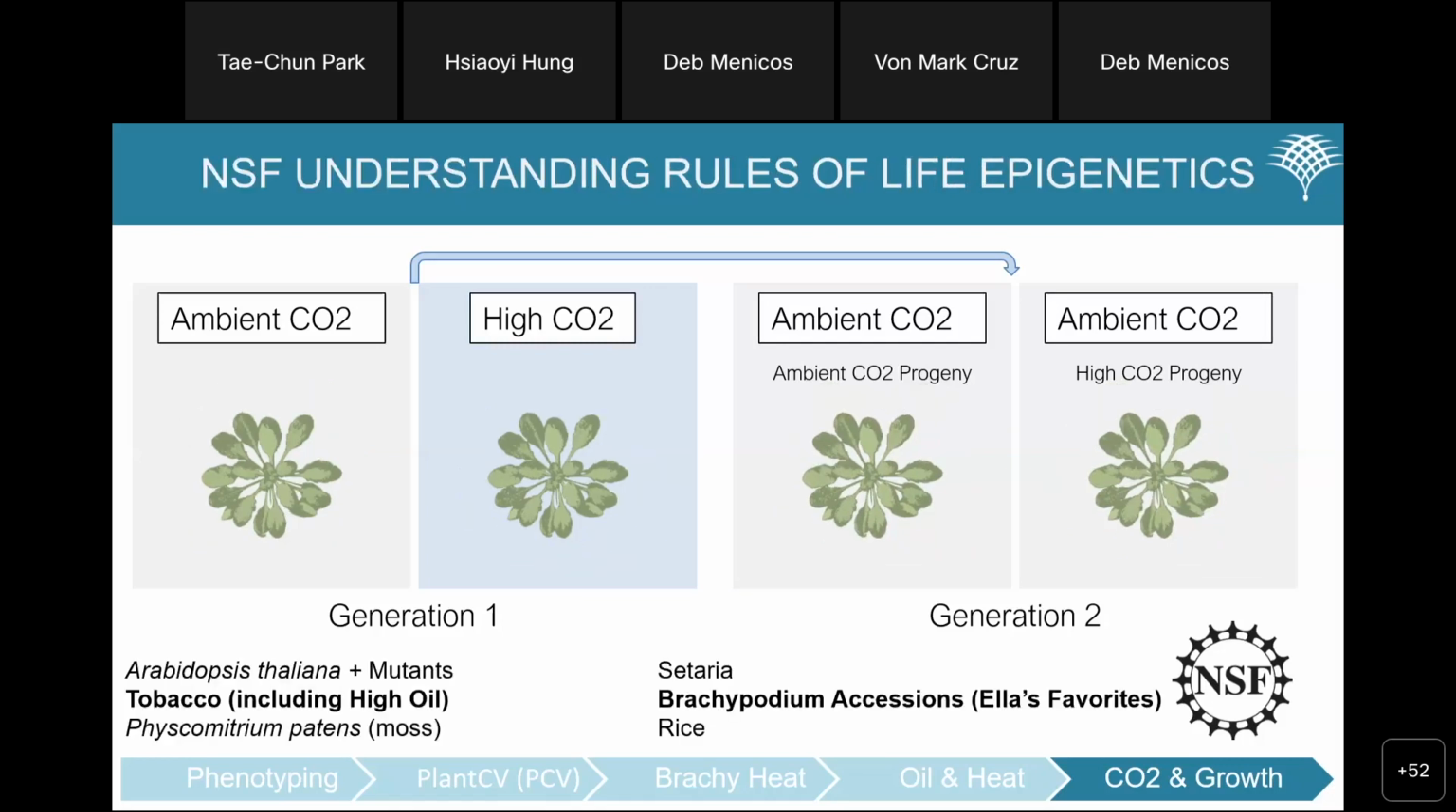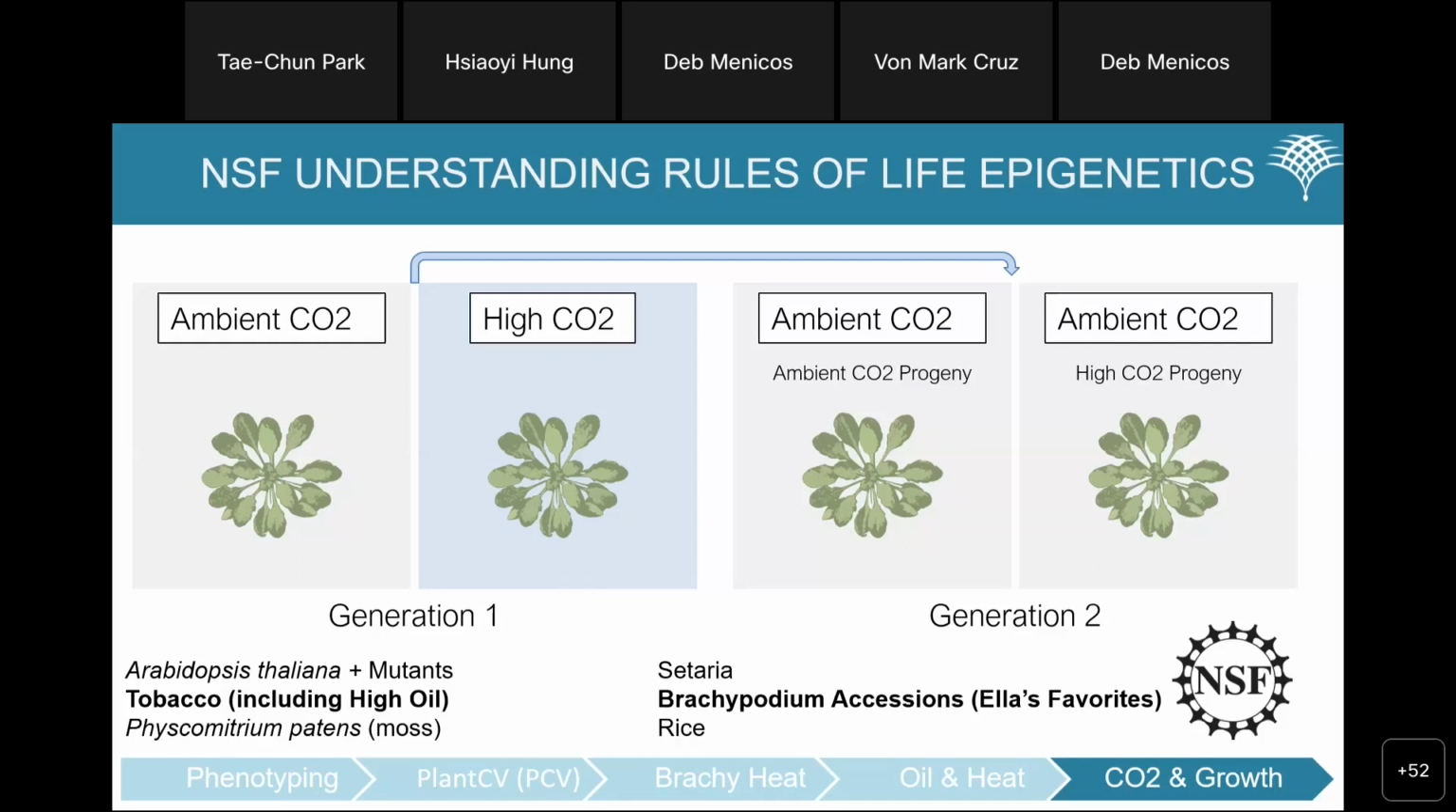We are doing this across several different species of plants. So we're doing this in Arabidopsis, including many mutants, to try and tease apart mechanism. We're looking at this in a C4 model grass, Setaria. We're looking at the tobacco line, including that high oil line that has a stomatal phenotype, under high CO2. We're looking at Brachypodium, and we're specifically choosing Ella's favorite lines that were robust under those different stress treatments. We're looking at moss, and we're also looking at rice.